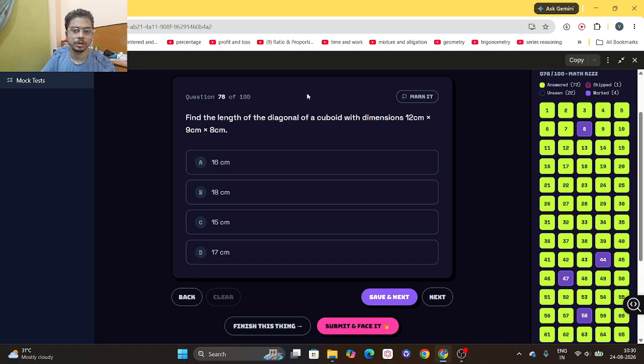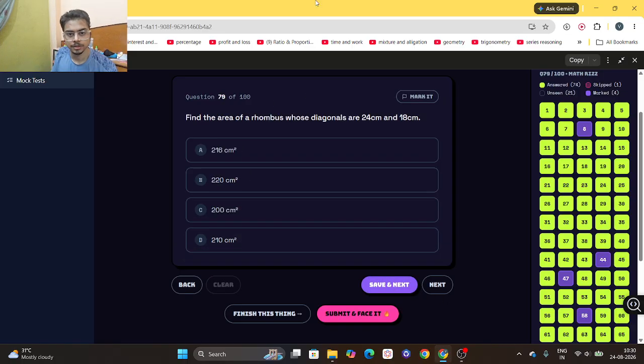Find the length of the diagonal of a cuboid with dimensions: square root of L square plus B square plus H square. 144 plus 81 plus 64, so 17. And the area of the rhombus is 1 by 2 d1 d2. 12 into 8 is 96, so 216.